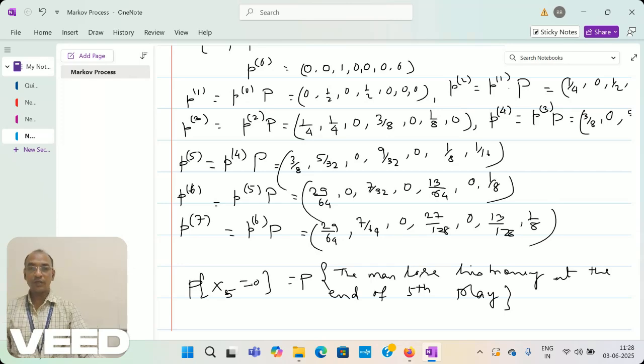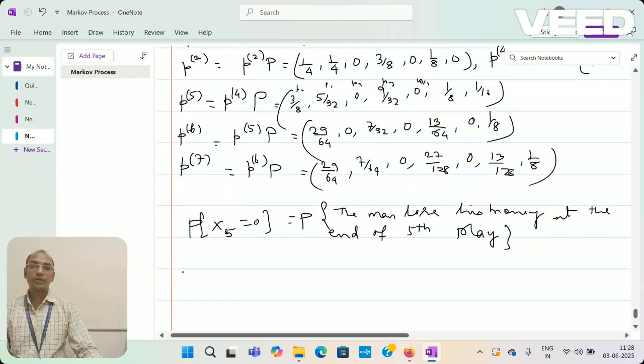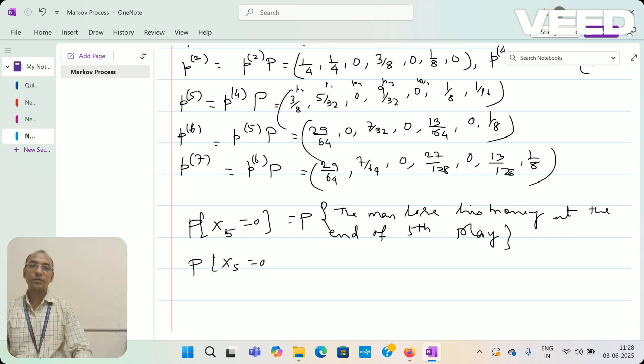That is equivalent to, after step 5, the first component, p0 means first component, so this is equivalent to p0, p1, p2, p3, p4 like that. So the first component in P5 is nothing but probability x5 equal to 0, which is nothing but 3 by. So this is my probability that the man will lose his money at the end of fifth play.